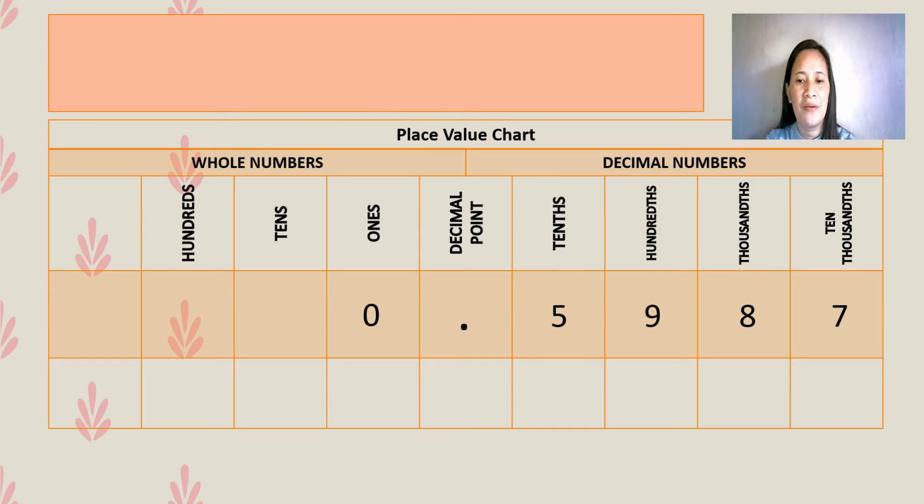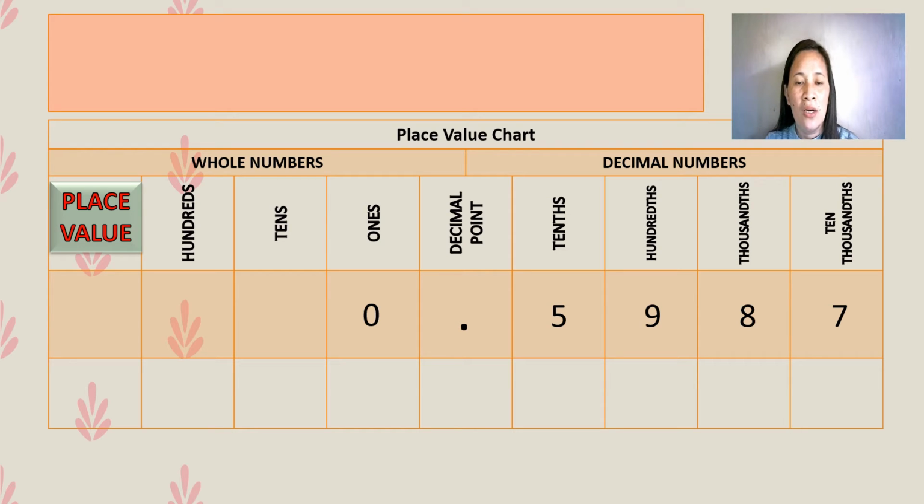So, again, we have another example here. You can see our place values. We have hundreds, tens, and ones. So, that is the whole number. Then the decimal point. After the decimal point, we have the tenths, hundredths, thousandths, and ten-thousandths. Remember also the difference between decimal numbers and whole numbers. Whole numbers, in spelling, end in DS. While decimal numbers end in THS.